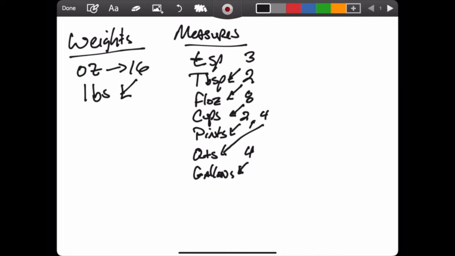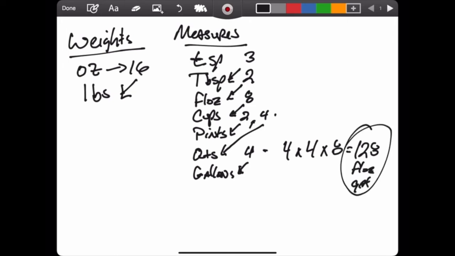So if I did the math right, and I'm pretty sure I did, if I want to know how many fluid ounces, and I don't remember right off the top of my head, I can say 4 times 4, times 8, which gives me 128 fluid ounces in a gallon. It's that simple. So now I've already determined how many are in each one of them. I've determined how many fluid ounces are in a gallon. You can literally just work your way backward.